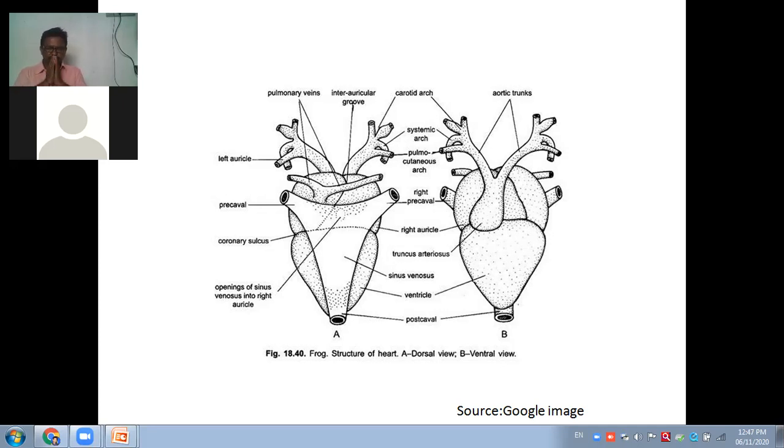Okay, my dear student, now if you look at the first figure on the left side of the screen, you can clearly observe the precaval view, the right precaval view, and absolutely the postcaval view. That particular chamber of a precavus has been clearly observed here during the dorsal view.